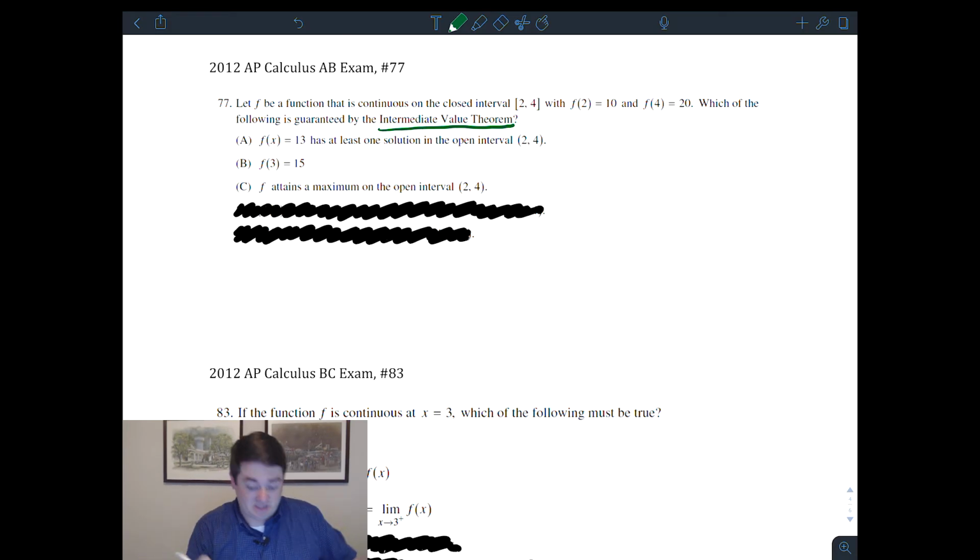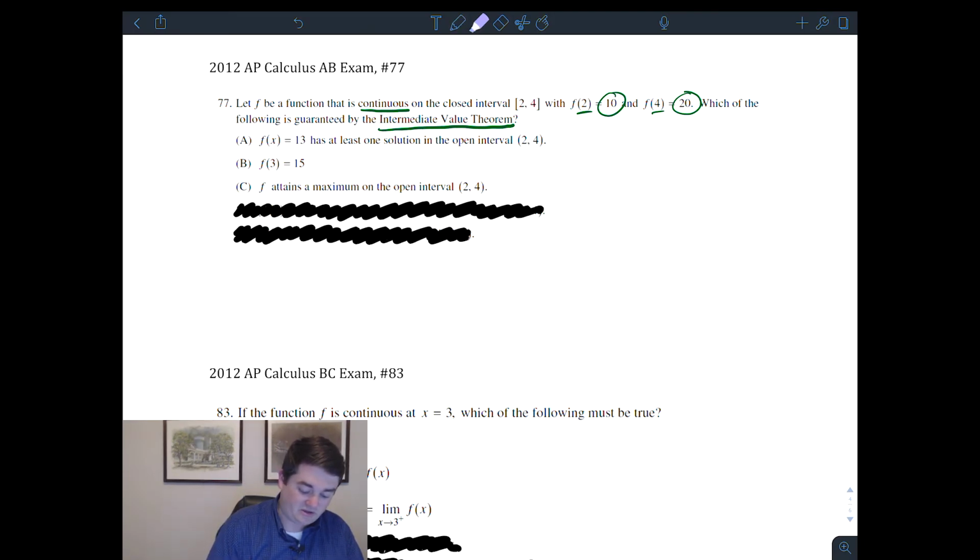Well, this function has to be continuous, and they took care of us there as well. They said it's continuous, so we're all good there. As this function moves from 2 to 4, it changes from 10 to 20. So any value between 10 and 20 is going to be attained between x equal 2 and x equal 4. And when I look at answer choice A, I see f of x equals 13 has at least one solution in the open interval 2 to 4. That's exactly it. Between 2 and 4, am I going to hit 13? At least once, because it's between 10 and 20. So A is my answer.